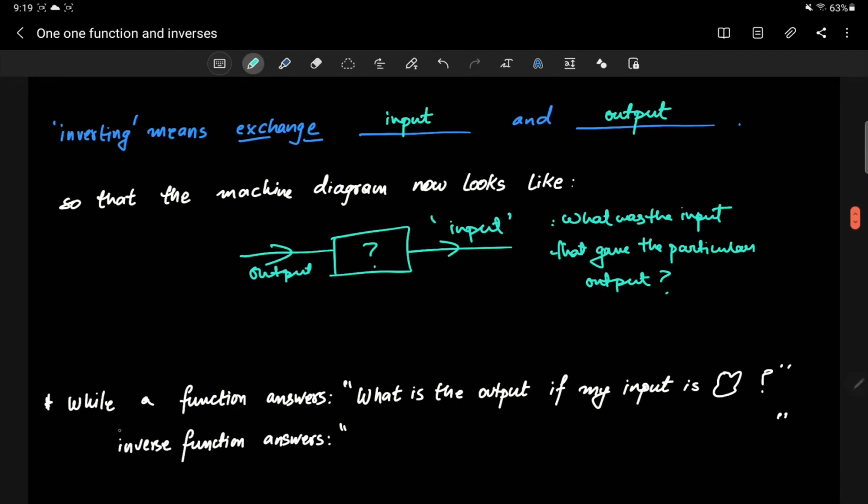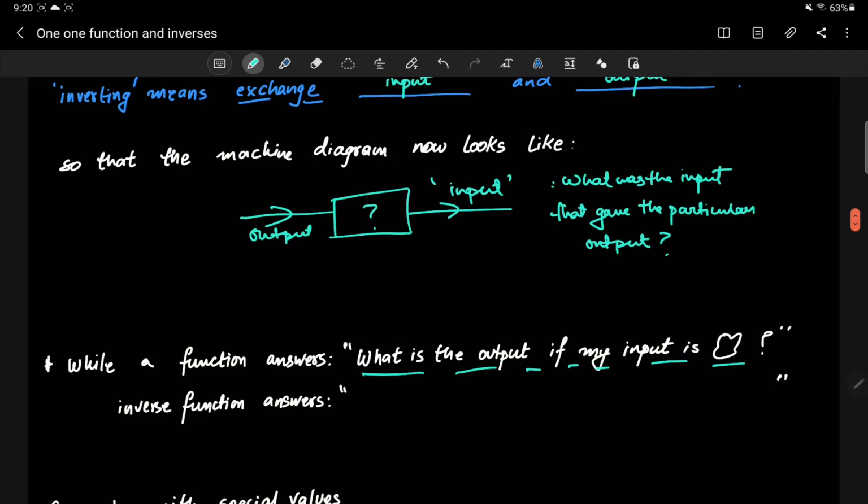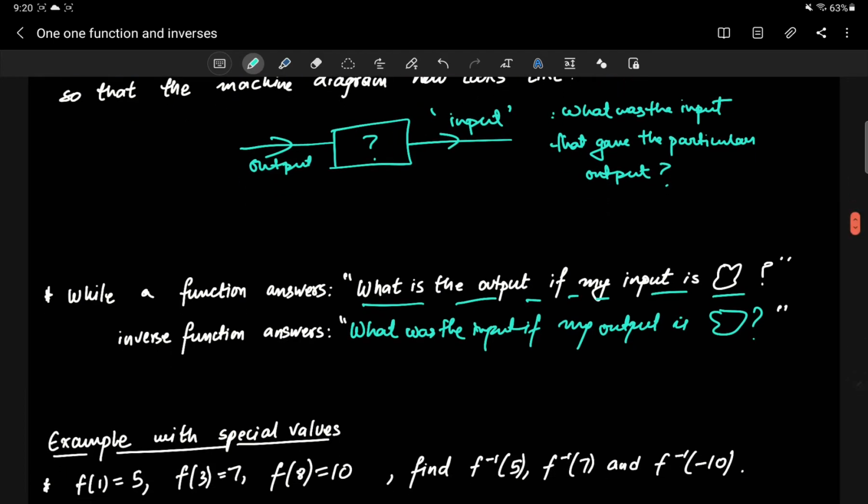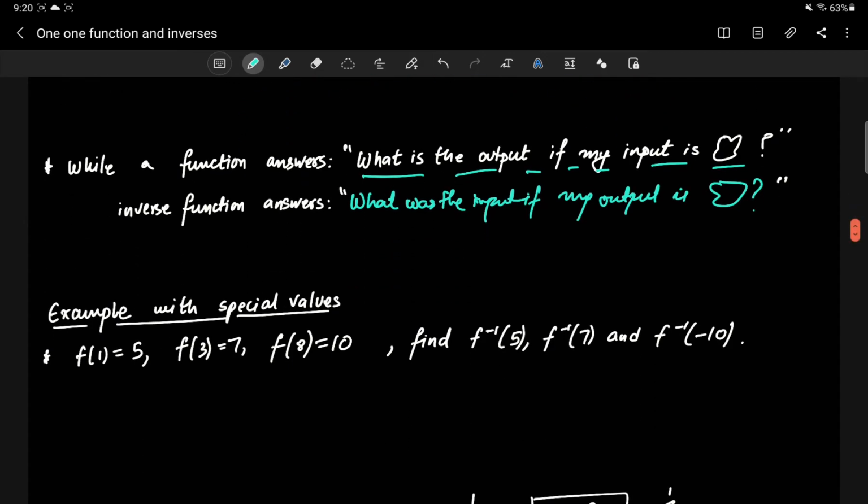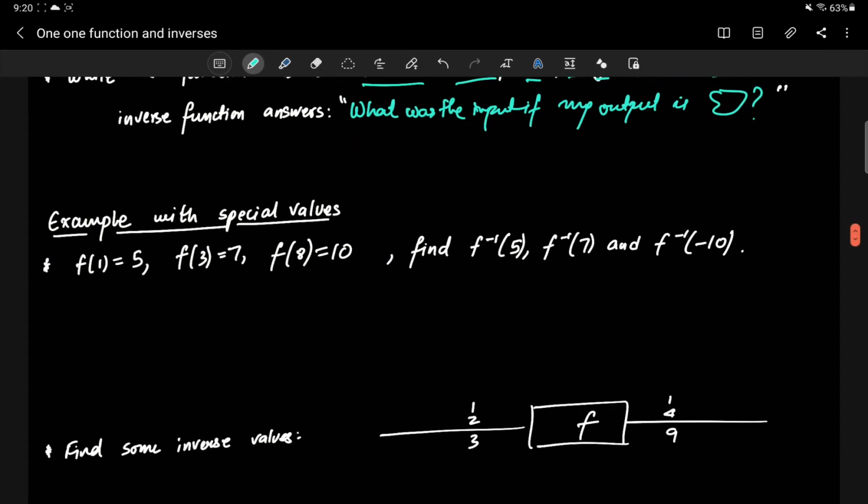So this tells us that while a function answers the question, what is the output if my input is so and so, an inverse function answers what was the input if my output is so and so. So it answers a different question, but that different question is derived from the original question. And so let's look at an example with some special values.